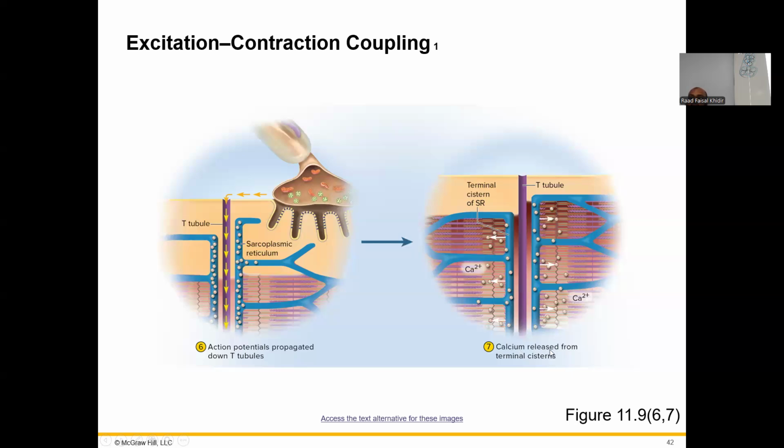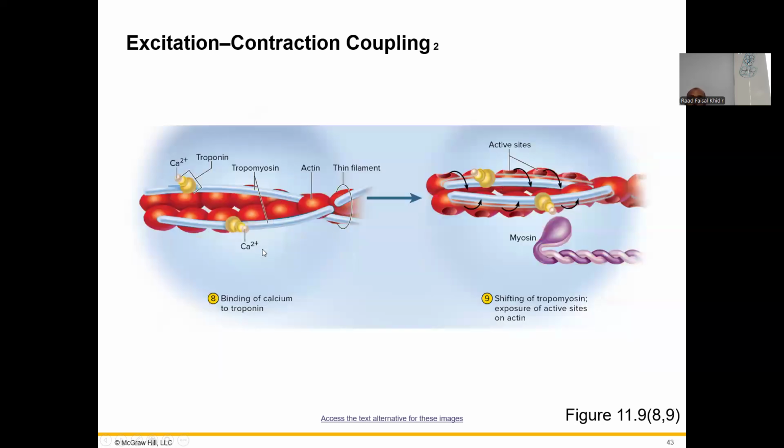So calcium is released from the terminal cisterns. The terminal cisterns are going to cause calcium secretion, and calcium is going to bind troponin. And there you go. You see what happens when calcium binds?